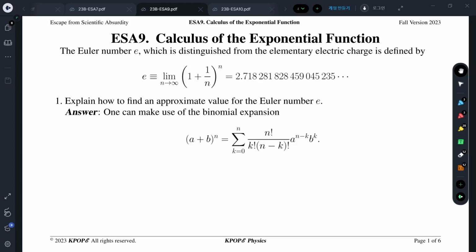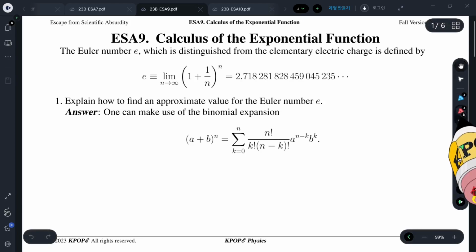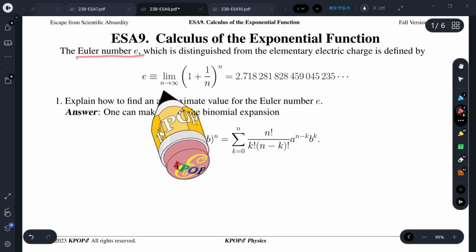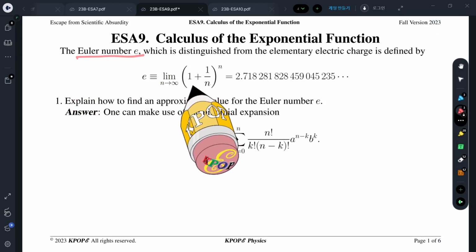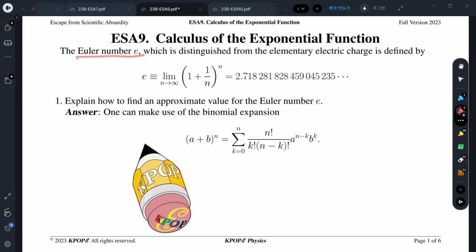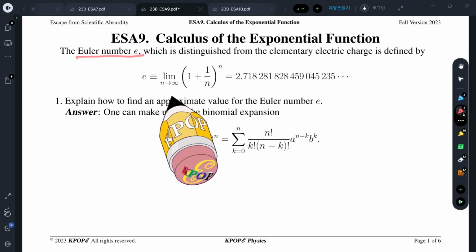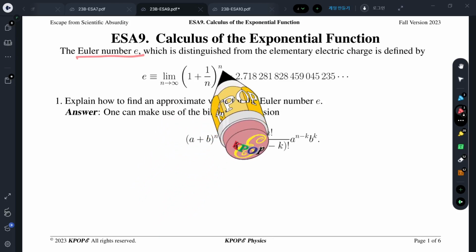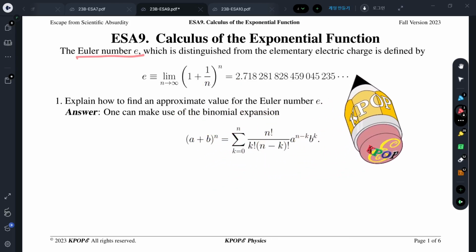Okay, we consider calculus of the exponential function. The base of the exponential function is a natural exponent called the Euler number. The Euler number is defined by the limiting value of (1 + 1/n)^n. In the limit as n goes to infinity, this number approaches this value, and it is an irrational number.